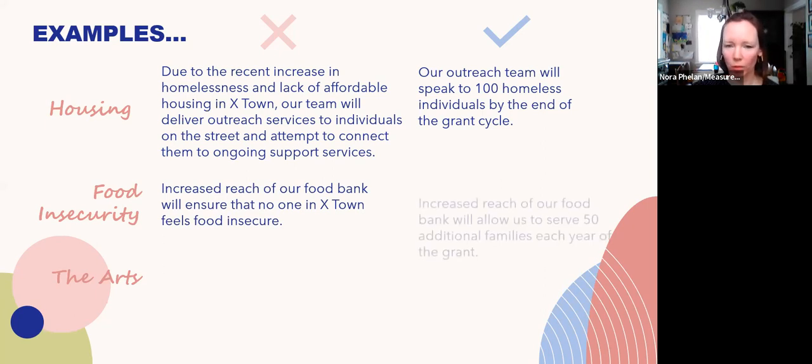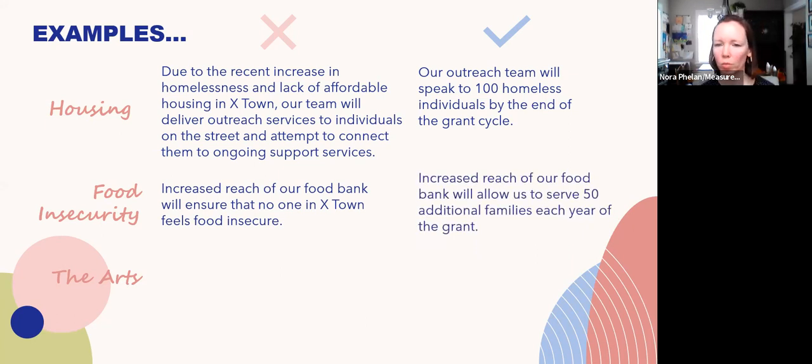It's a great thing to strive for, but something more measurable could be: increased reach of our food bank will allow us to serve 50 additional families each year of the grant. And that still is a very valid goal. I think it's easy to get carried away sometimes with wanting things to sound very grand and very impactful, because obviously you're asking for money, but balancing that.